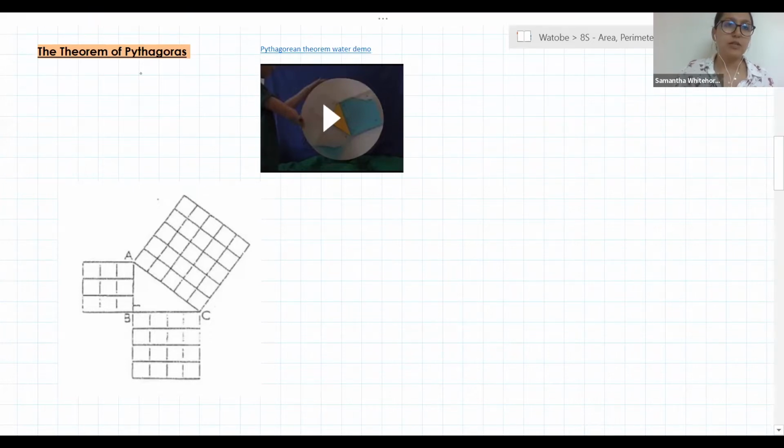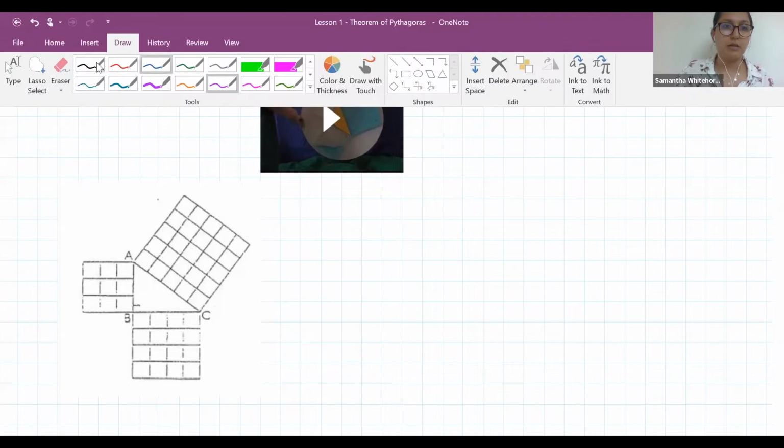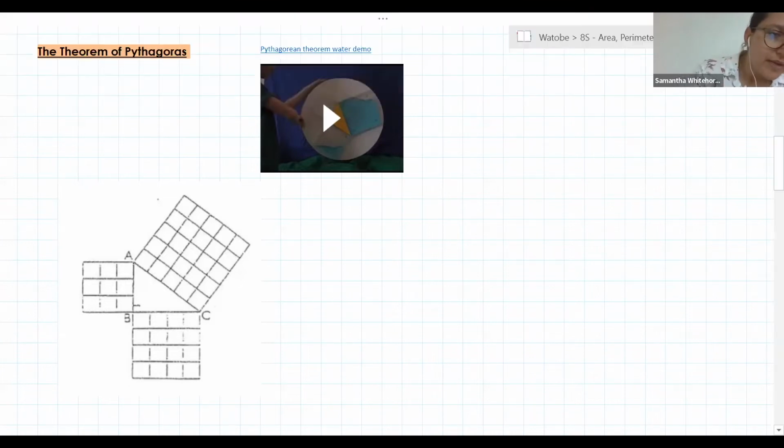I just want to draw this in a bit better here because I didn't. We can see that we've got triangle ABC in this diagram, and we can see that it's a right angle triangle because of that little square in the corner. That square is telling me that it's a 90-degree angle. The theorem of Pythagoras works only in right angle triangles, and it allows me to find the length of any side in my triangle.